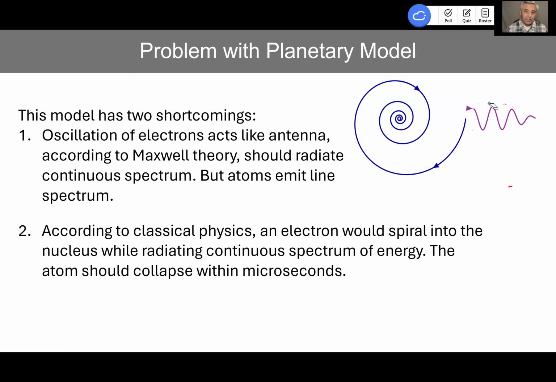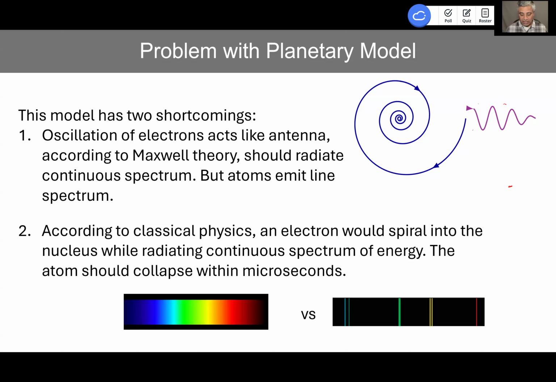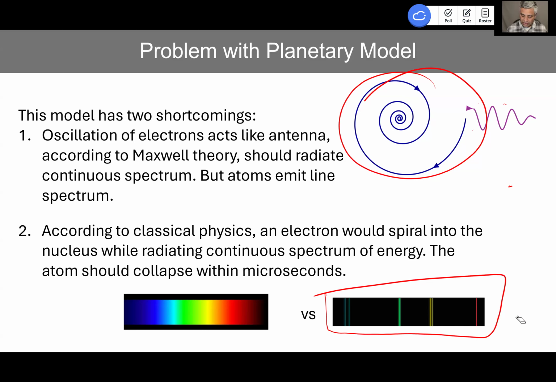But when the experiment was done to obtain the spectrum, this is what we got. We thought, okay, this planetary model predicted a spectrum that gradually transitions and gives all colors. But the actual spectrum, this is a spectrum from the hydrogen atom, shows there are lines, like red color, yellow color. So that means it's not emitting energy all the time. It's not spiraling down and emitting energy all the time.